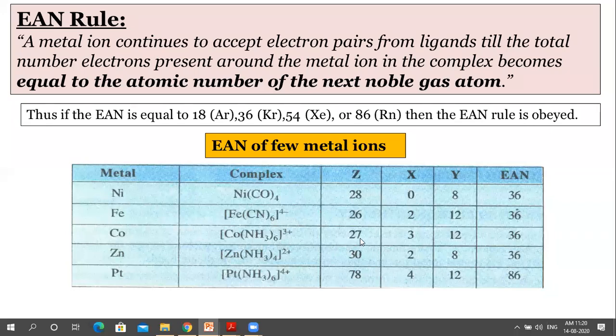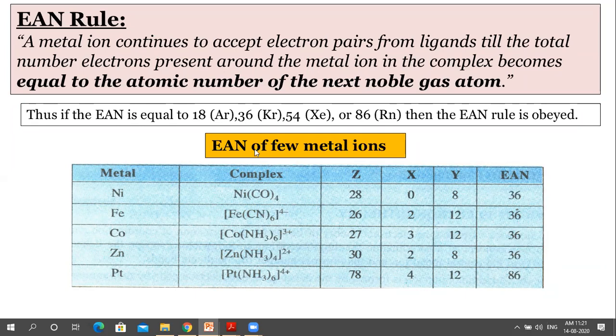Again, we will discuss this example. Co atomic number is 27. NH3 is a neutral ligand, so 6 into 0 is 0. Oxidation state of cobalt is +3. So when cobalt 3+ is formed, 3 electrons are lost, so X is 3 and Y is 12 because 6 ammonia ligands are there. One ligand donates 2 electrons, so the total number of electrons is 12. So again, the effective atomic number is 36.